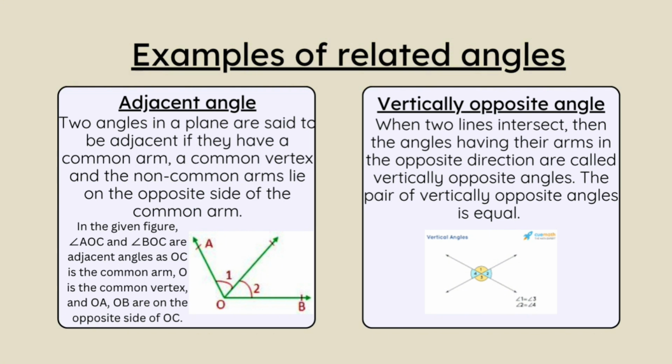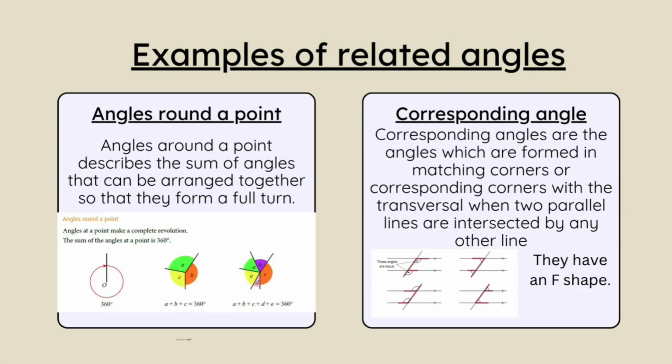Vertically opposite angles. When two lines intersect, the angles having their arms in opposite directions are called vertically opposite angles. The pair of vertically opposite angles is equal. Angles round a point. Angles round a point describes the sum of angles that can be arranged together so that they form a full turn. Corresponding angle. Corresponding angles are the angles formed in matching corners with the transversal when two parallel lines are intersected by any other line. They have an F shape.